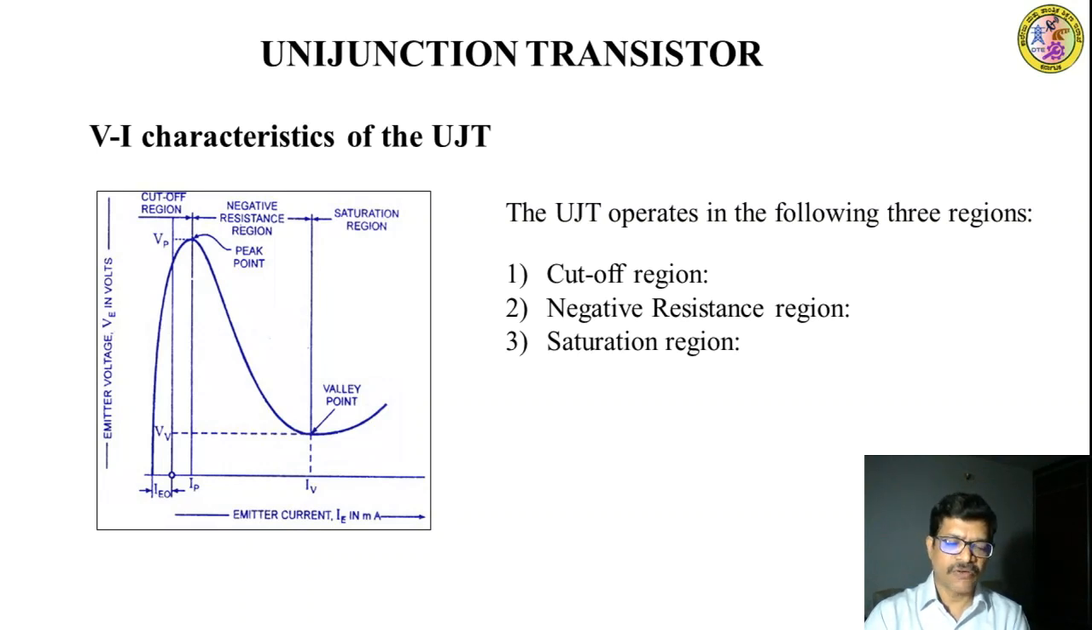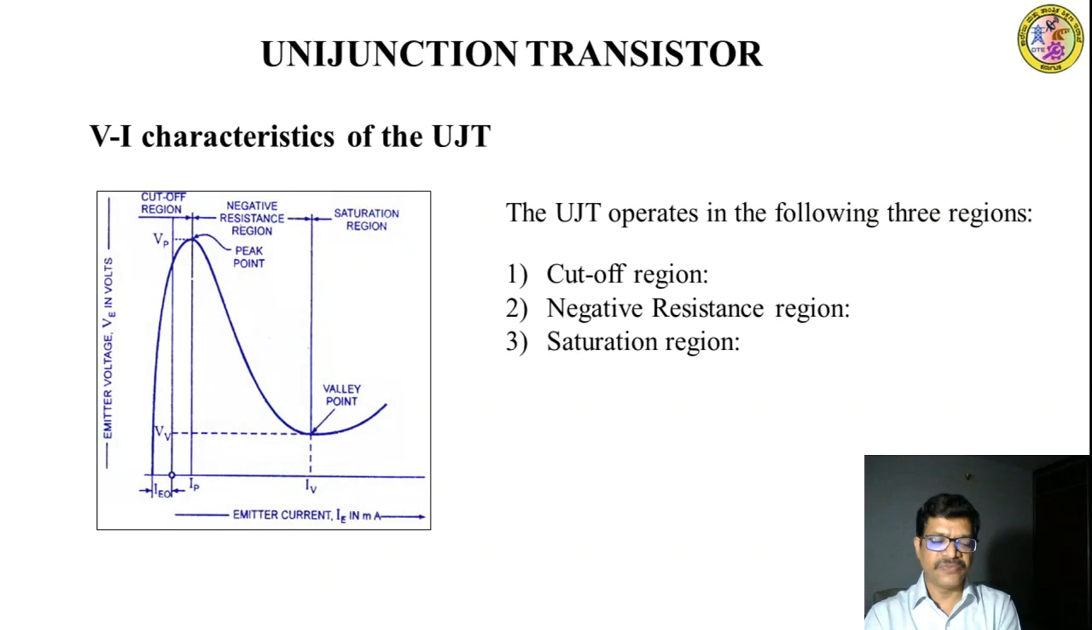VI characteristics of UJT is as shown in the figure. It is plotted by taking emitter voltage VE along the y-axis and emitter current IE along the x-axis. The UJT operates in the following three regions. First, cutoff region. Second, negative resistance region. Third, saturation region.